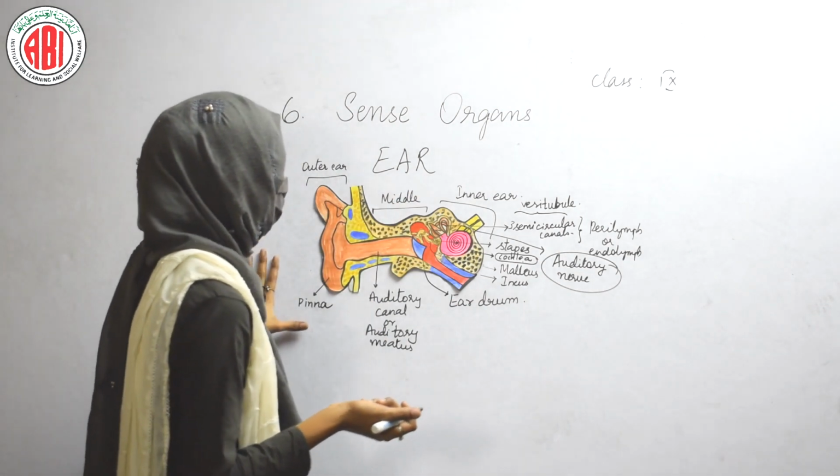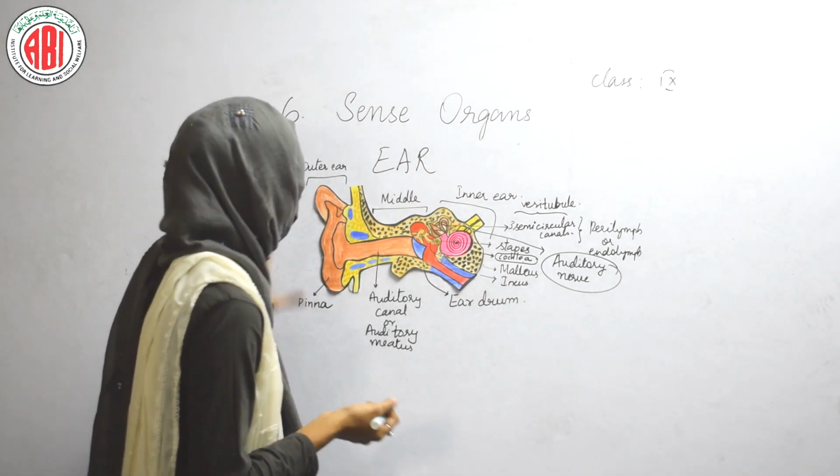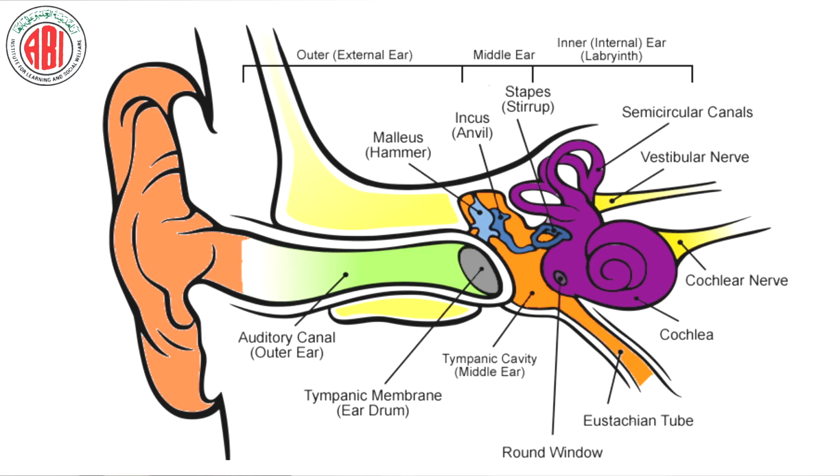So this is the internal structure of our ear, where we can see the pinna which forms the outer ear, and a canal called the auditory canal or auditory meatus. From this auditory meatus, the sound waves reach a part called the eardrum. Here the middle ear begins.